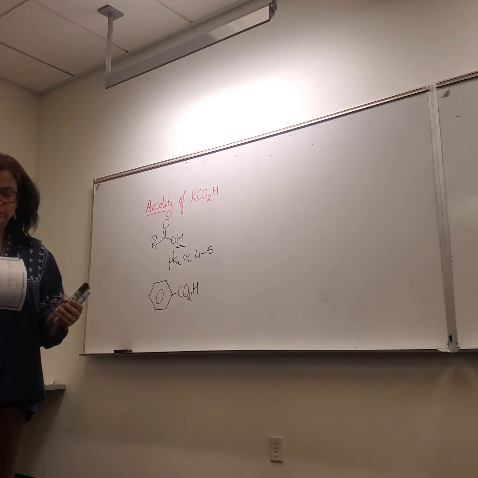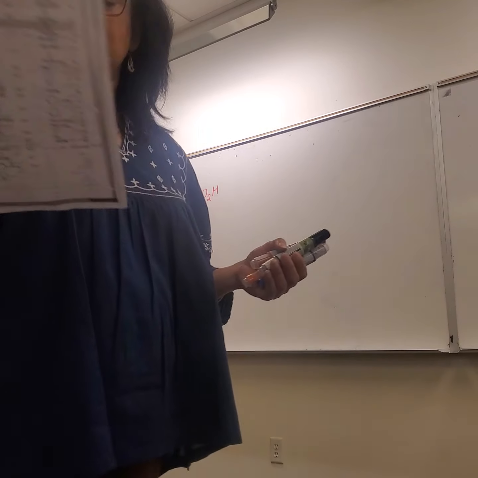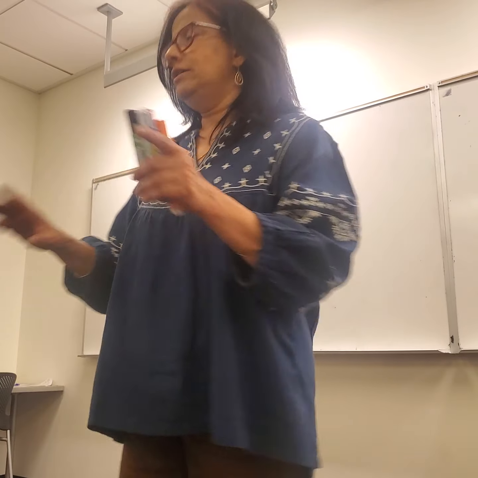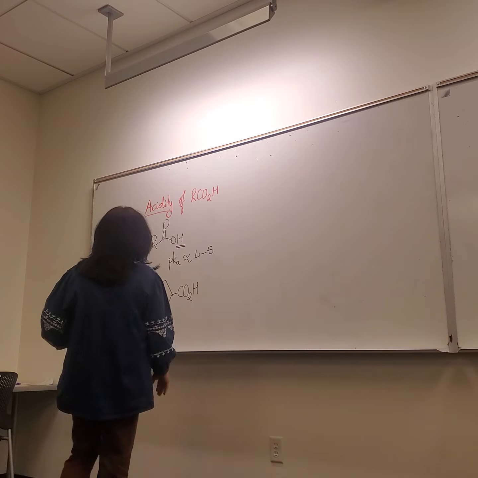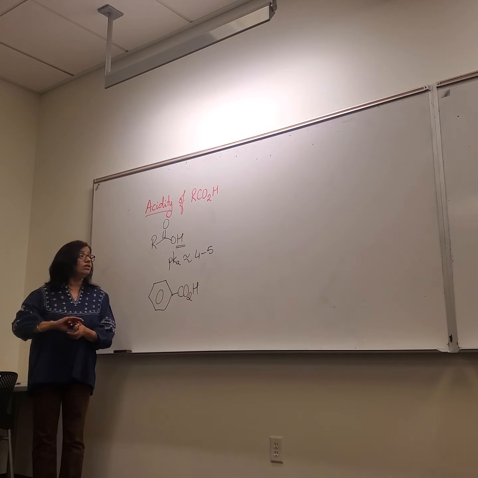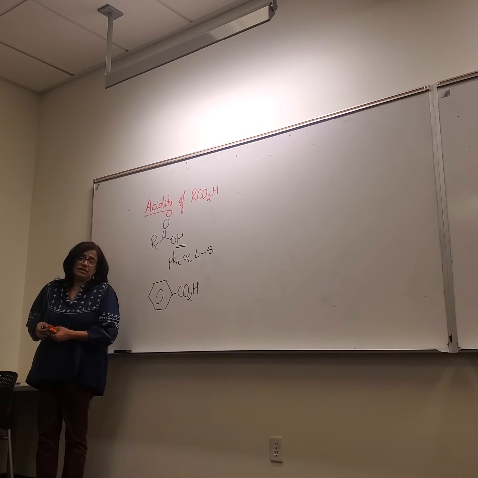Oh, yeah, 4.2. So same thing, around the same range. 4 to 5 is the pKa range they are all in. So not very strong, but for organic people, that is strong.